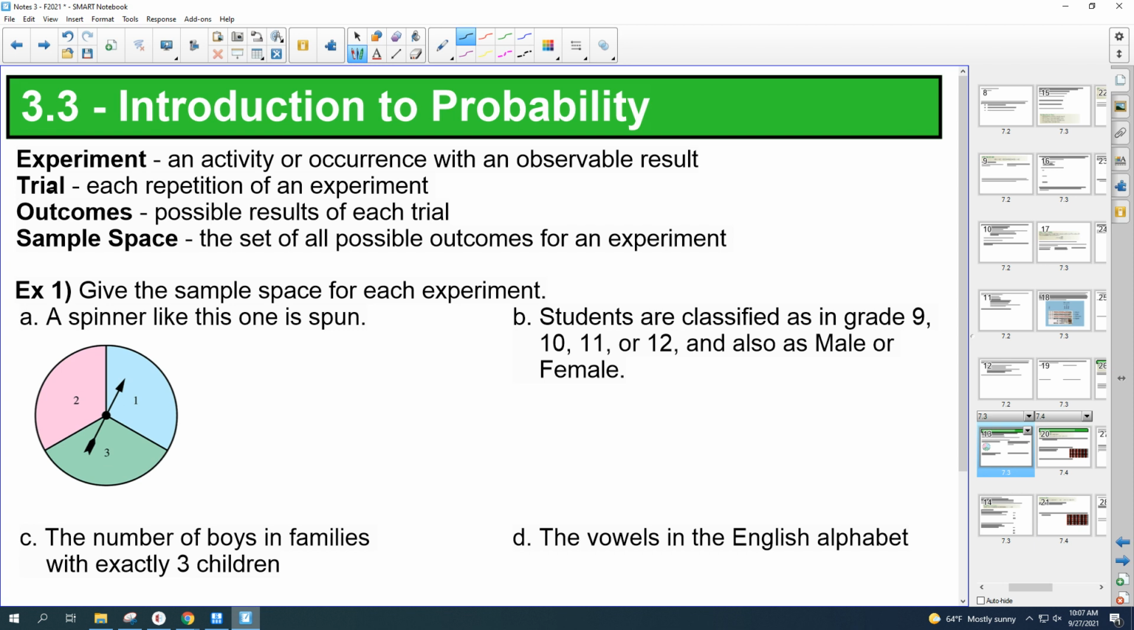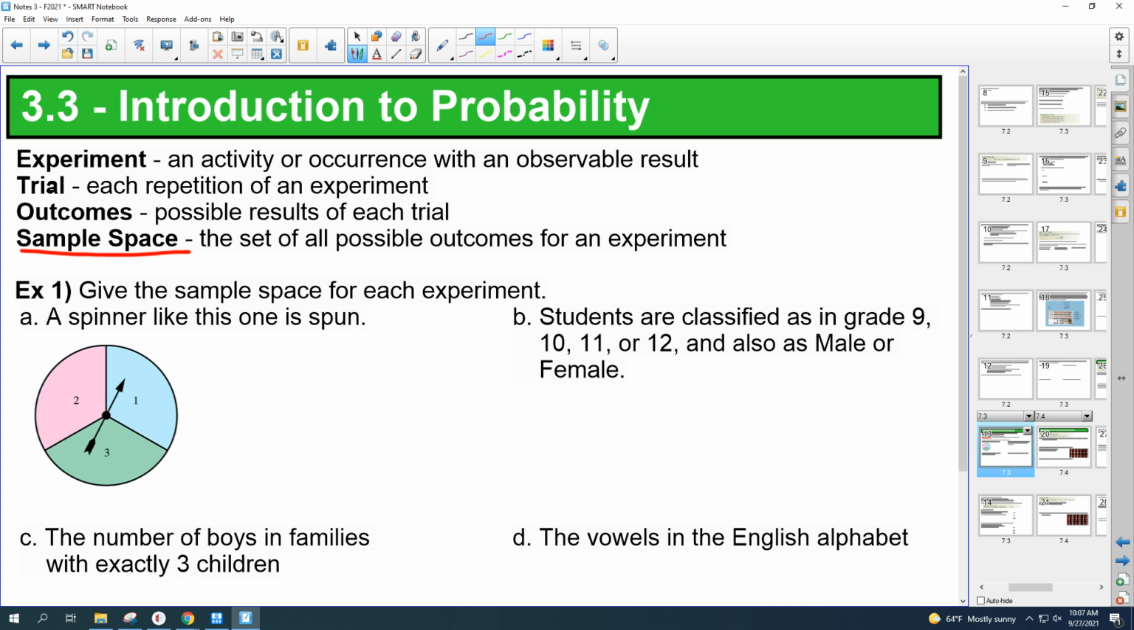Outcomes are the possible results, and sample space is the set of all possible outcomes for an experiment. So sample space is the first term that people really struggle with. It's just what could possibly happen. List out everything that could possibly happen.